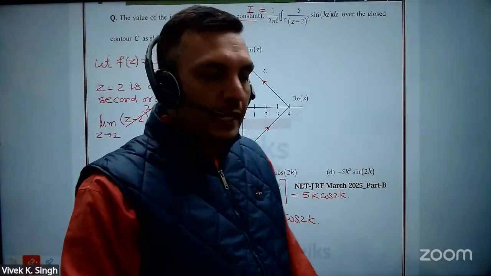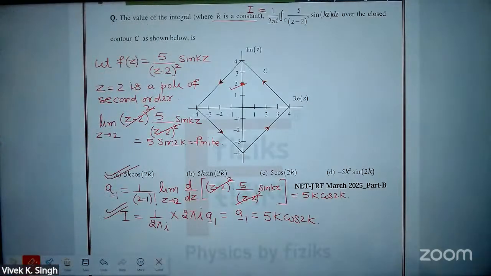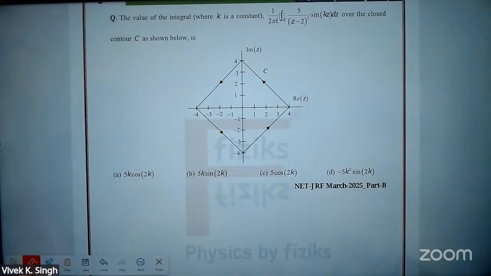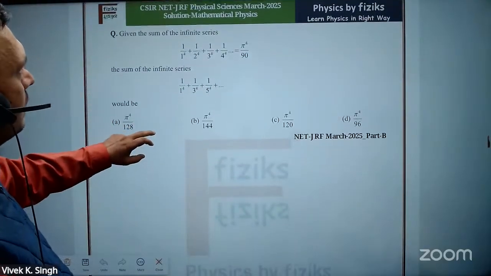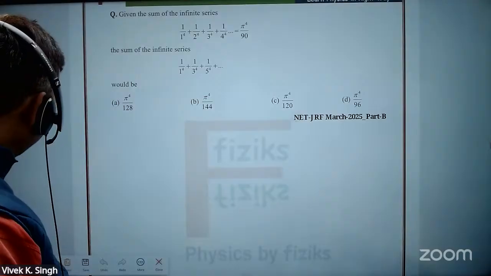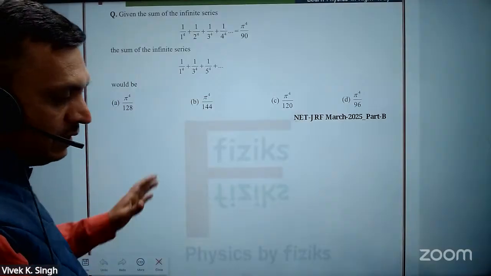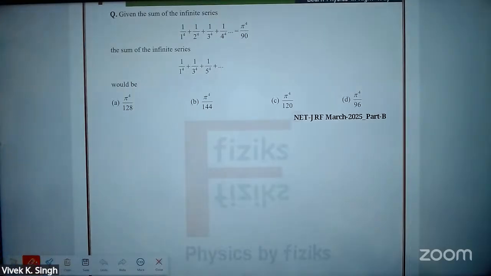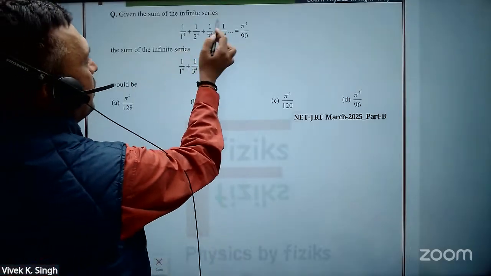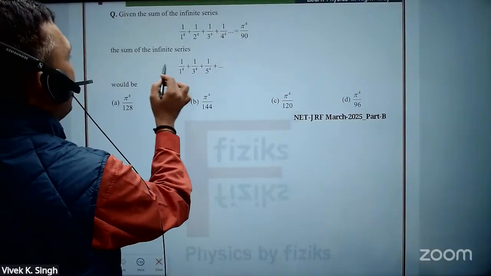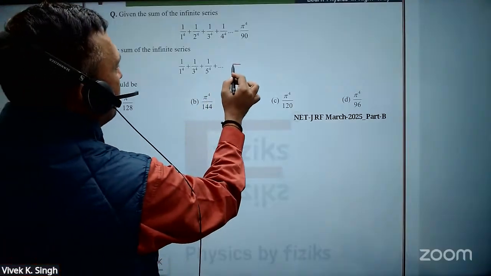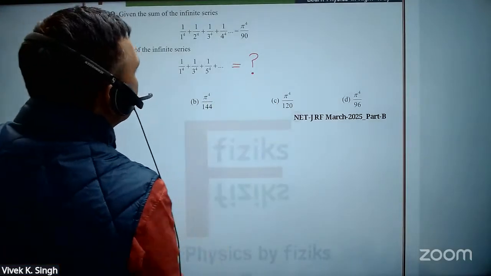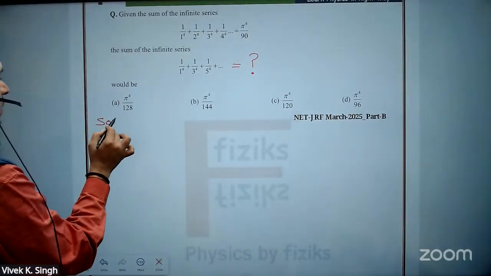So this is the second question. Now we will see the next one. Now you can see in this question, it is given that the sum of this particular infinite series is given, and you have to find the sum of the infinite series. What will be this particular value? So let's see how we will calculate.